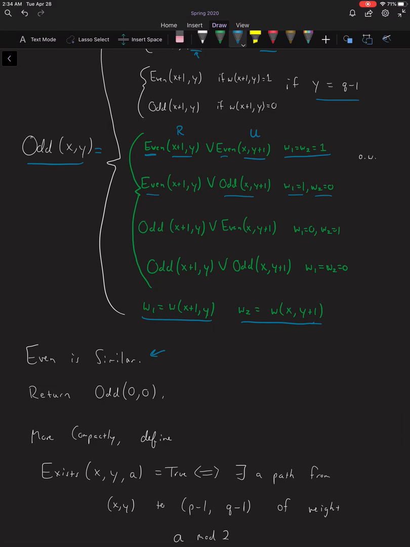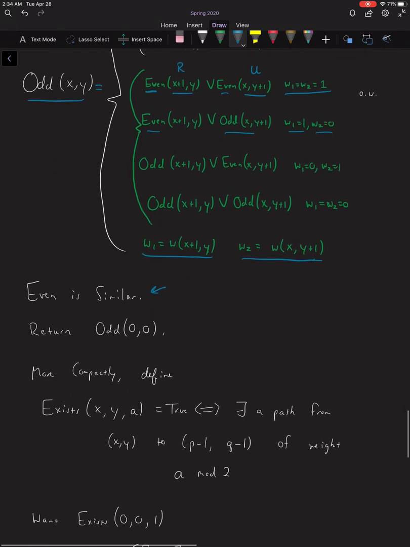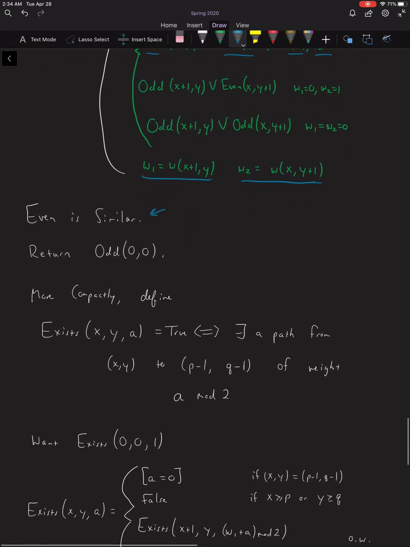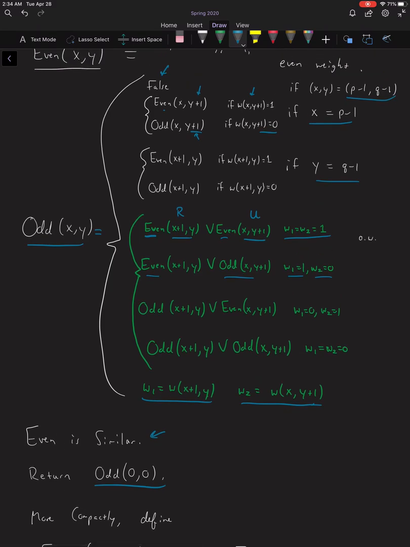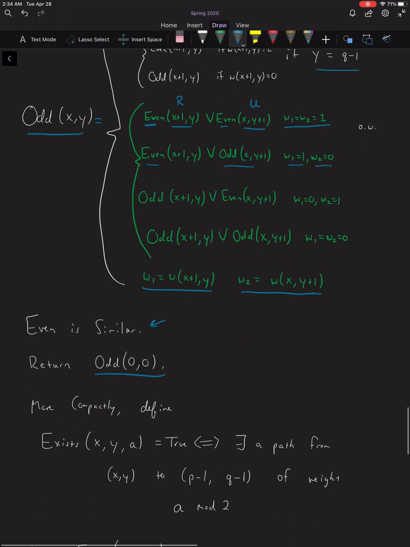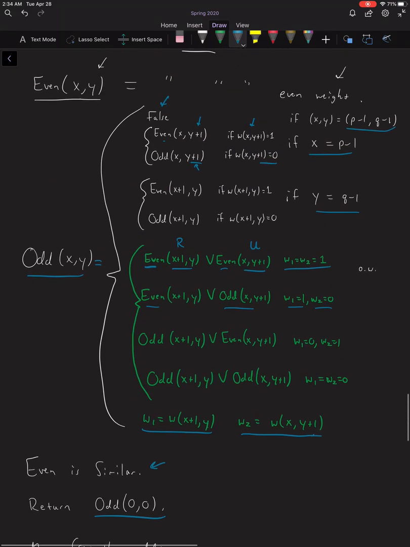It'll be almost the same thing, but you just flip all the odds and evens, and the base case will now be a true. And then at last, we return odd of 0, 0, as I mentioned before. So the nice thing about this is, it's very clear that odd of x, y is going to take p times q total subproblems. Each of these will be constant. And so if you already have computed even, it'll be easy to compute odd. But this odd-even clearly is very large and messy, but that's kind of the idea.